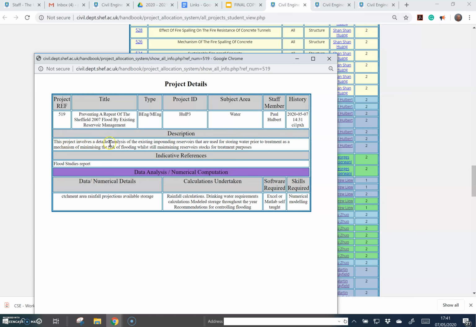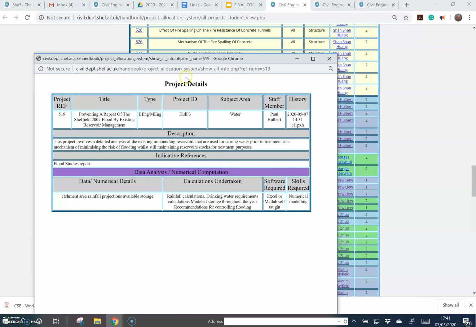This project involves a detailed analysis of the existing reservoirs that are used for storing water prior to treatment as a mechanism of minimising the risk while still maintaining reservoir stocks for treatment. There'll be various things you've got to do. Flood studies report will help. You've got to look at the catchment areas, rainfall projections, and look at available storage. You'd have to look at those calculations, what drinking water requirements were, and model the storage through the year, and then come up with some recommendations.